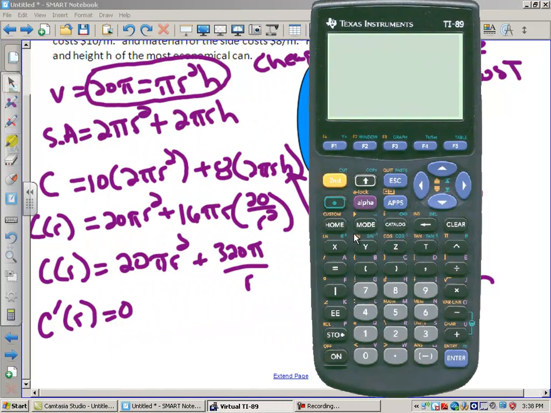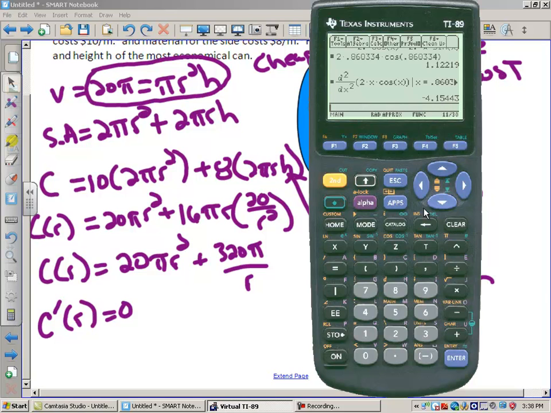So from the home screen, I'm going to take the derivative of 20 pi, I'll use x here, x squared plus 320 pi divided by x. I want that derivative, comma x, close parentheses, and we're going to hit enter. So there's our derivative. So I'm going to go up there and grab that, copy and paste it, and plug it into the y1.